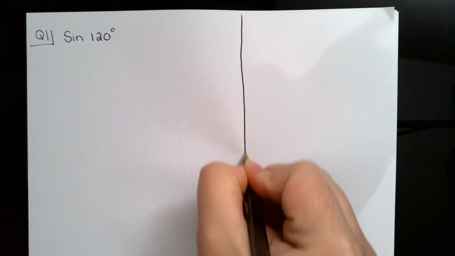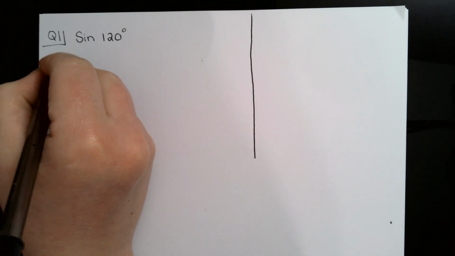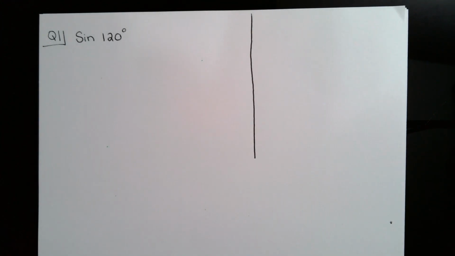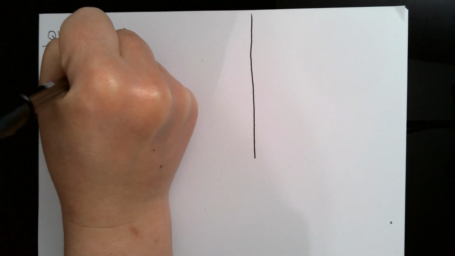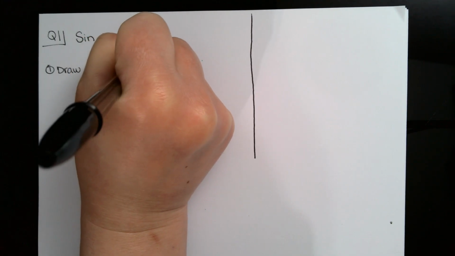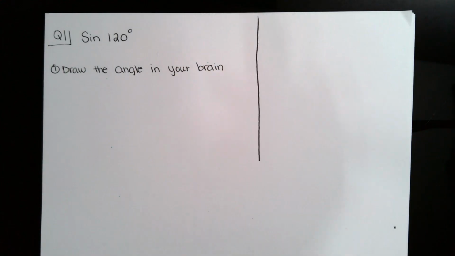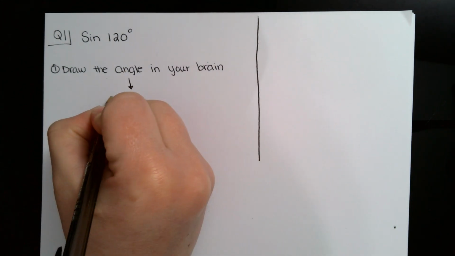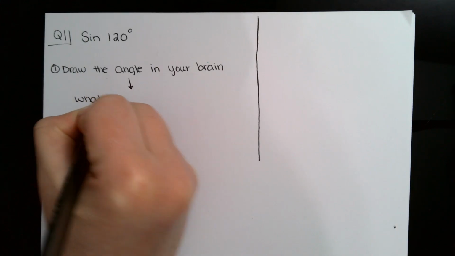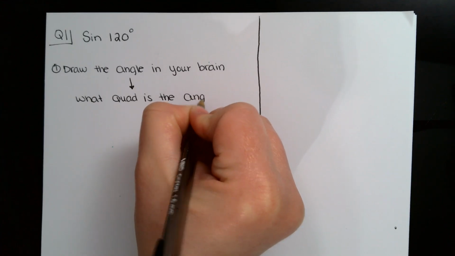In your brain, there should be a couple different things that you need to do. I separate this out on purpose. The first thing you need to do is, in your brain, draw the angle. I don't mean that in a silly way. Actually picture it. Where is it? The reason you need to do this is because you need to know what quadrant the angle is in.